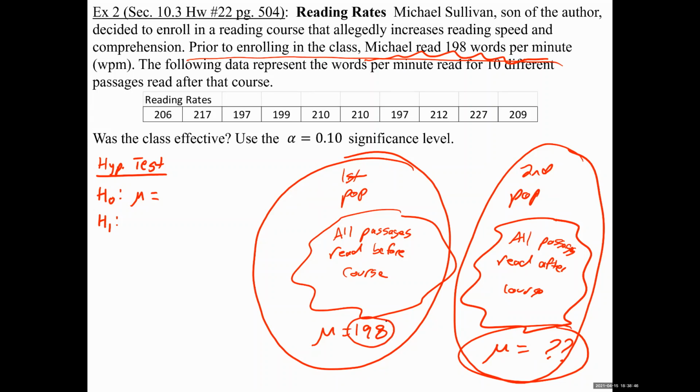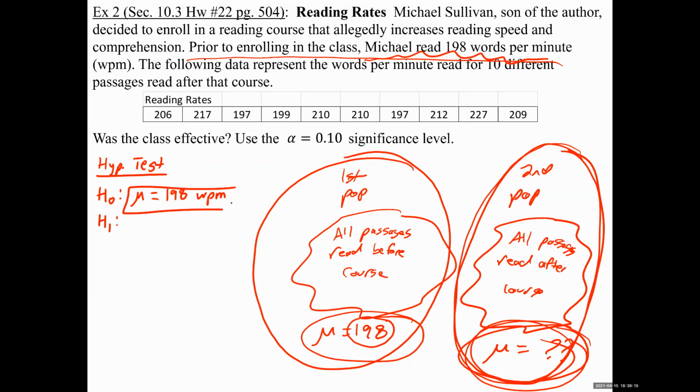What's the average time it took him to read? What was his average reading rate before the course? 198. It's not being argued over. Everyone agrees it's 198. What's his average or his reading rate after he took the course? That's what we're arguing over. Okay. The king is going to say that it's the same as it was before the course. Like if he didn't get better, it's the same. So the king is going to say 198 here, but again, I don't want you to think of this as saying his reading rate before the course is 198. That's not what this says. What we're saying here is his reading rate after the course is still 198 like it was before.